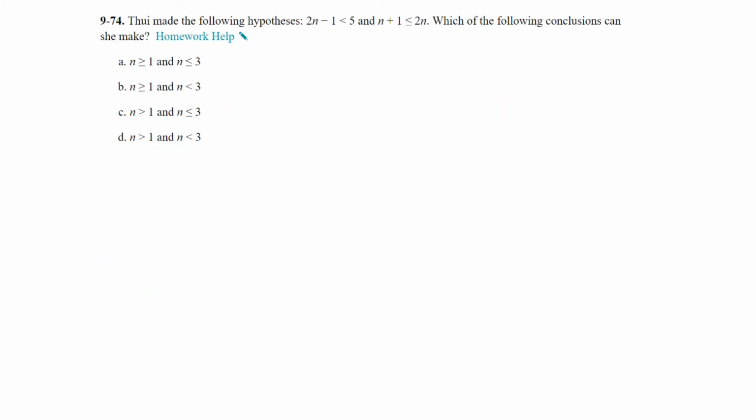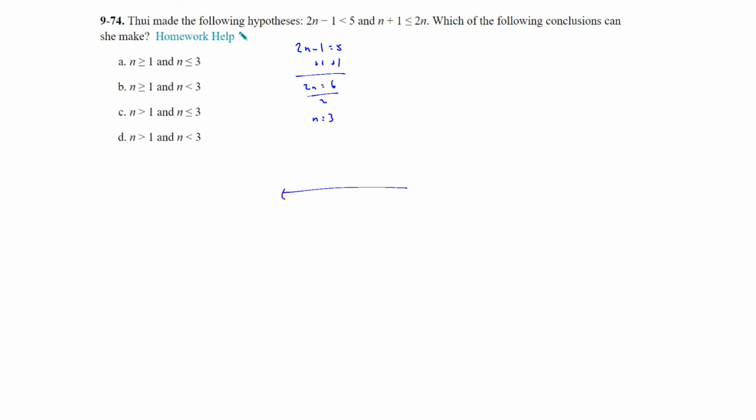Question 74. She made the following hypothesis. 2n minus 1 is less than 5, and n plus 1 is less than or equal to 2n. Which of the following conclusions can she make? Well, what we probably need to do is go ahead and solve both of the inequalities. We'll start with 2n minus 1 is less than 5, so we'll rewrite it as an equation and figure out what that boundary point is. And so if we divide by 2, we get n equals 3.